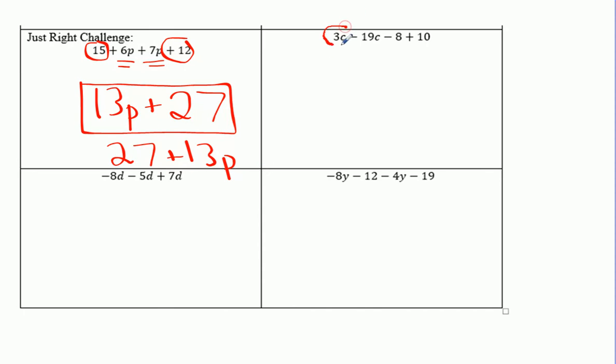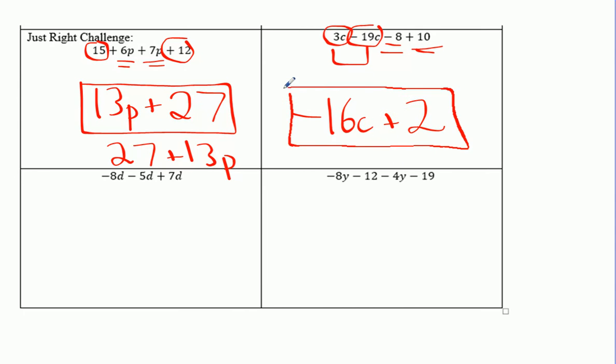All right, this one, like terms, combine them. I get negative 16c, and a negative 8 plus 10 makes positive 2. Moving down the line, all of these are like terms. So be very careful when you stick them in your calculator. Negative 8 minus 5 plus 7 should get you negative 6, D.